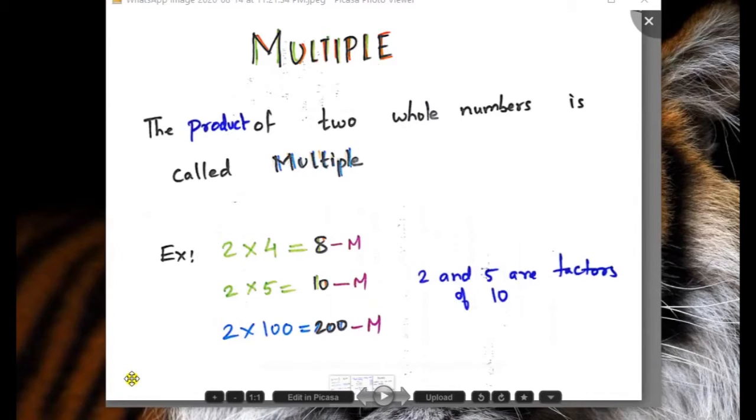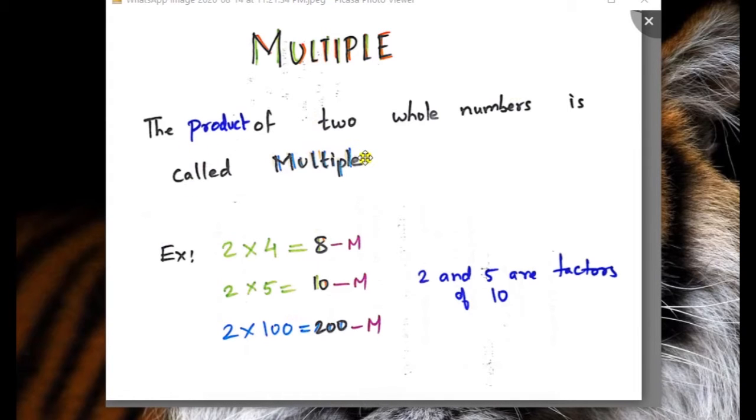Hi everyone, this is the second part of the factors versus multiples series, and in this video I'm going to say something about multiples, and I'm going to include some of the problems that many students usually face while understanding the concept of multiple. So let's go through the definition first, and then I'm going to say something about multiples, which will define the concept more clearly.